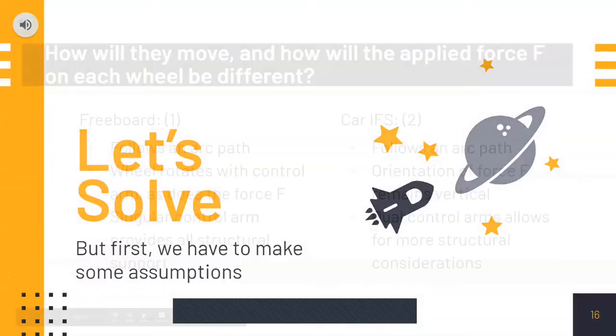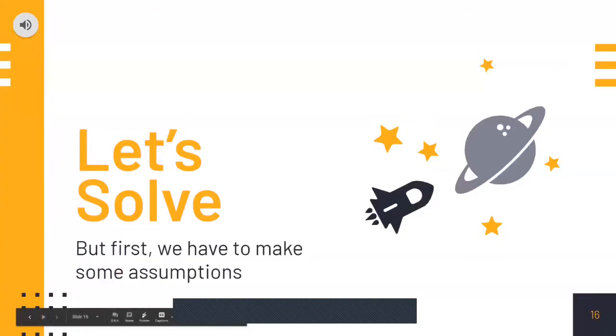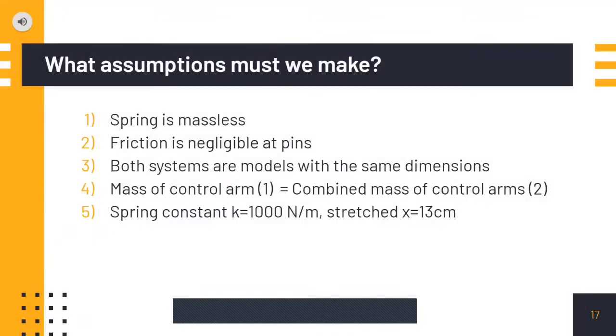Okay, let's solve. But wait, we have to make some assumptions first. These are assumptions that we've made so that the concept is much easier to interpret. The spring's mass and friction are unnecessary as we are only observing the motion of the arms. Both systems must have the same dimensions so the differences in motion are clearer. The masses of the arms are also the same, so energy expended is the same as well. The spring constant and unstretched length must also be the same to analyze the motion and velocities.